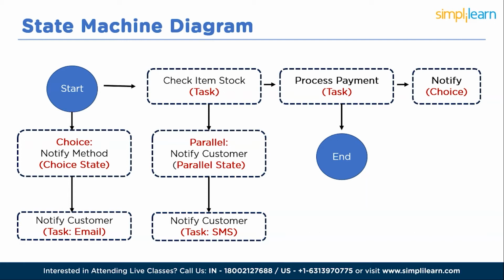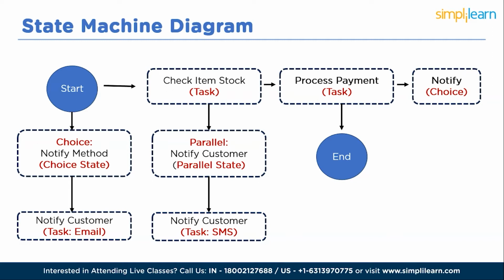So this state machine starts with the start state, which represents the beginning of the workflow. From the start state, it goes to the check item stock state, which is a task state that checks if the requested item is available in the store's inventory. After completing the check item stock task, the state machine proceeds to the process payment state, another task state that processes the customer's payment based on their chosen payment method.